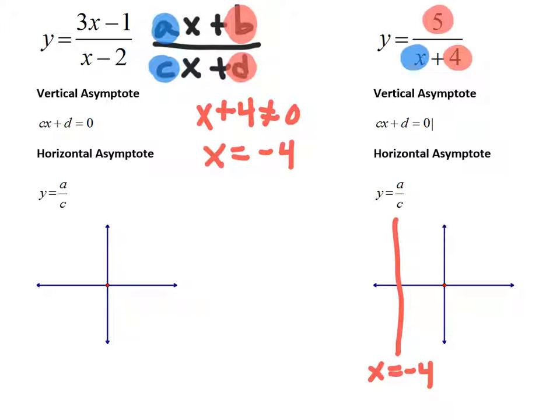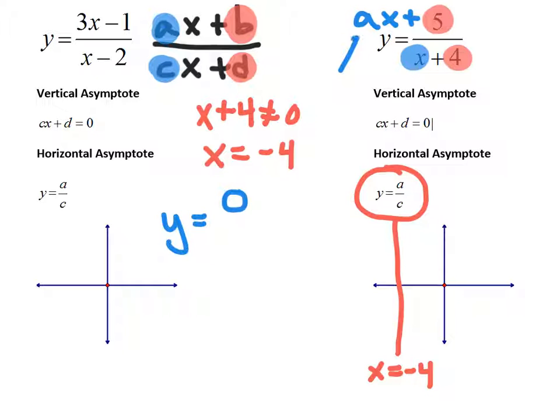The second component is the horizontal one, which is a over c. Now in our case, our a is a 0. Why do I say that? Because notice up here, there is no a part. There is nothing multiplying by x. So it's 0 over this value, which is 1, which is just 0. It's okay to divide into 0. You get 0 times. You just can't divide by 0.